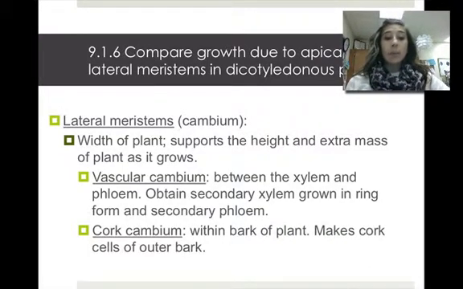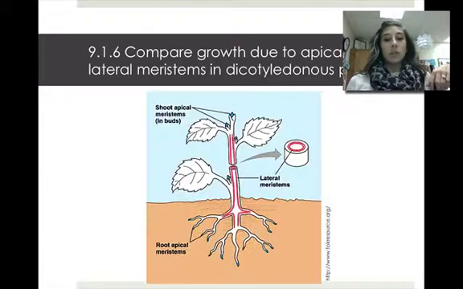And then the last type of cambium that we have within lateral meristems is cork cambium, and that's what actually makes the bark on the outside. So it is still considered growth from the lateral meristem, but it's just the outside of our stem, so outside of our trunk.